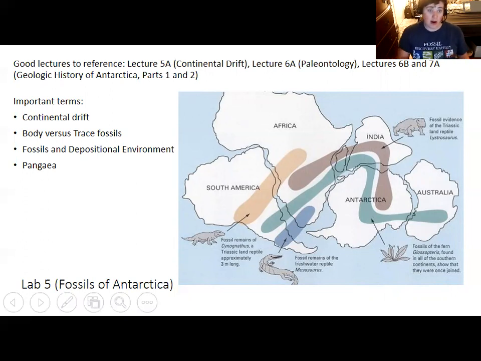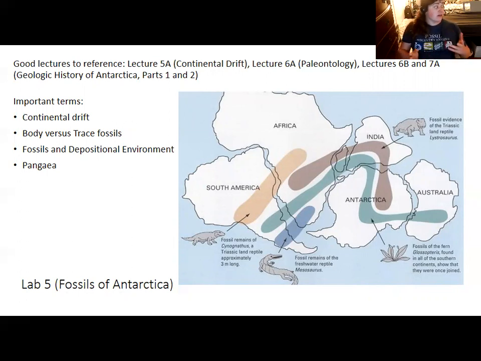Some things to think about are the concept of continental drift and how fossils have helped prove that, how some fossils are body fossils of the organism itself, and some are trace fossils that are evidence of something the organism has left behind. Maybe it's a coincidence, I suppose, that I'm wearing this shirt, but it helps me get in the mood for geology. So this lab is all about fossils, and it is one that I'm a little bit sad that we have to do online because handling the fossils is really fun.